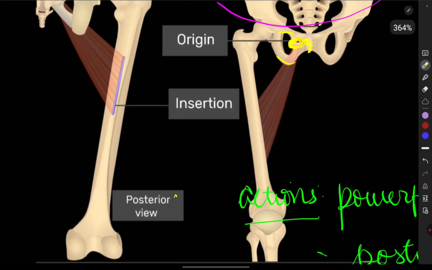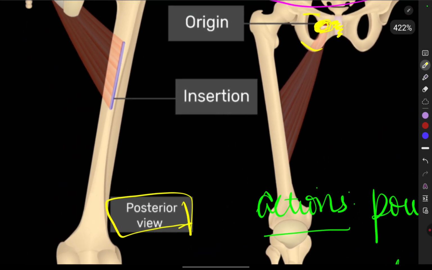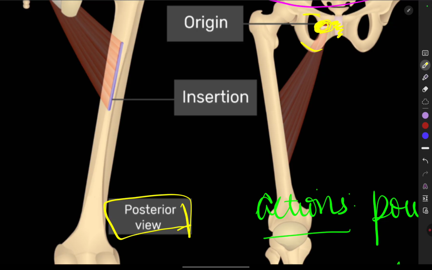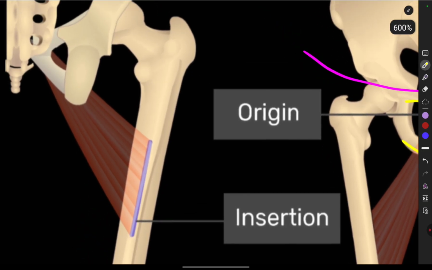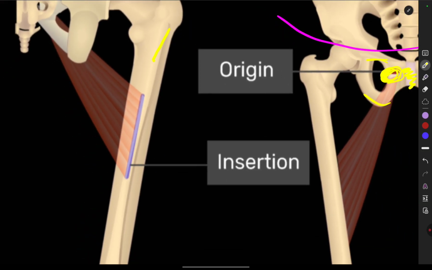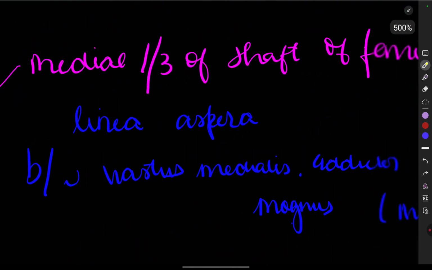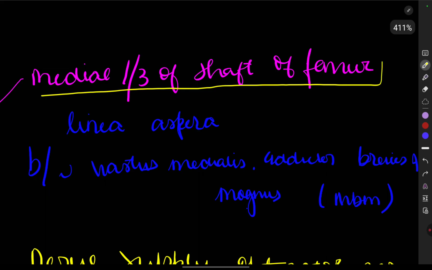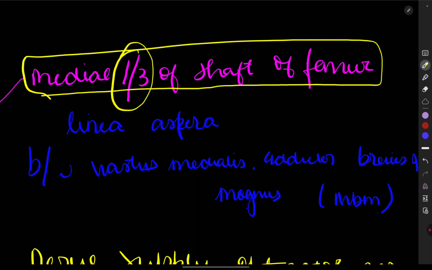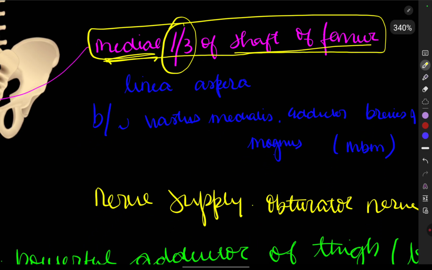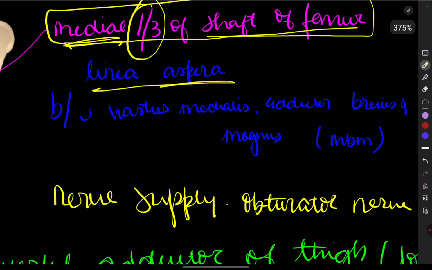It is getting inserted on the posterior surface of the femur. All the muscles are getting inserted into the posterior surface of the femur. We know this is the gluteal line and this is the linea aspera, and this is the medial lip of the linea aspera as we saw in the diagram. So let's see here: medial 1/3 of the shaft of femur. I told you, 1/3 of the shaft to the medial side, because it is the muscle of the medial compartment, and it is getting inserted into the linea aspera between the vastus medialis, adductor brevis and magnus muscle.